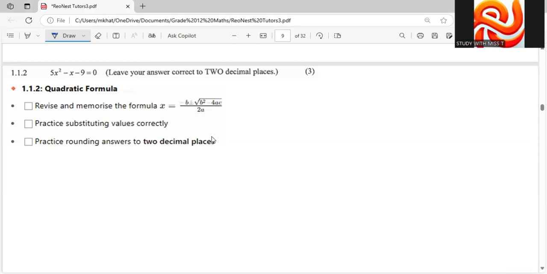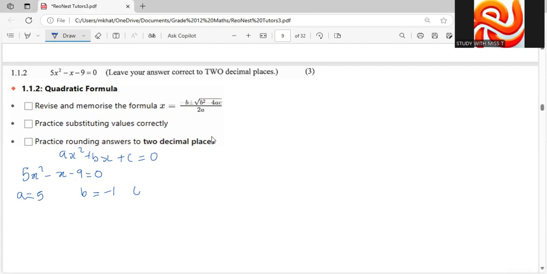So remember, the quadratic is ax squared plus bx plus c equals 0. In this case, we are given 5x squared minus x minus 9 equals 0. So the first thing first, you need to label your a, your b, and your c. In this case, our a is positive 5, our b is -1, because there's an invisible 1 here as a constant.